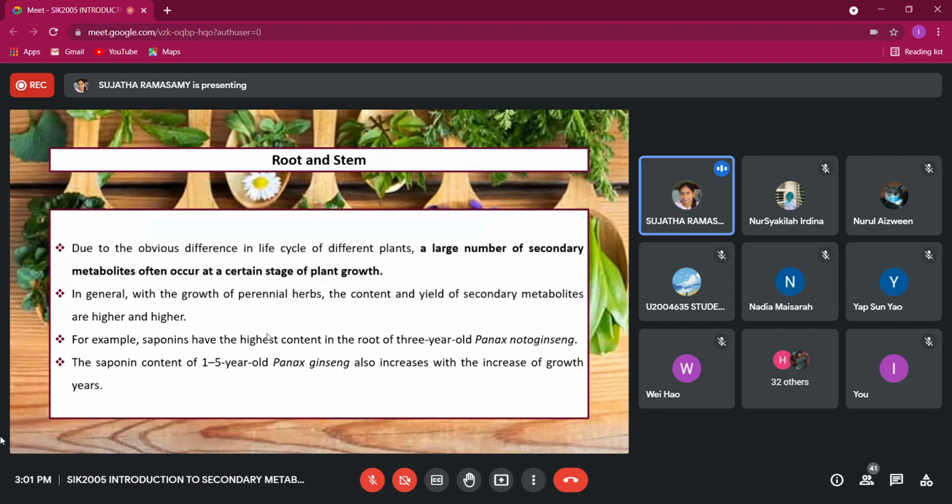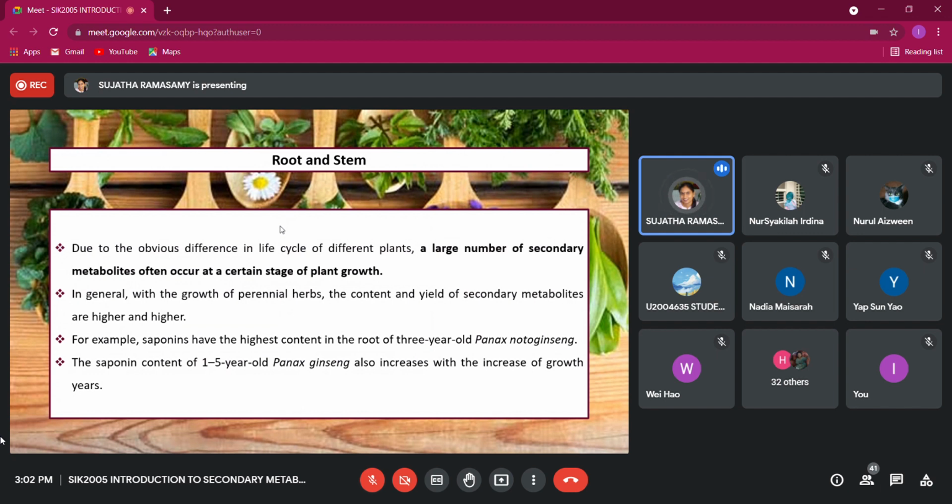Okay. And also a large number of secondary metabolites always occur at a certain stage of plant growth. Okay, an example like saponin. Okay, they studied saponins in Panax notoginseng. Okay, Panax notoginseng is a type of ginseng. They found that it has the highest content in the root. Okay, the saponins are high in the root in the 3-year-old Panax notoginseng.